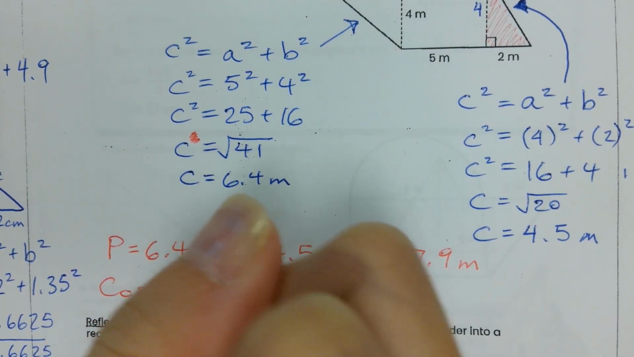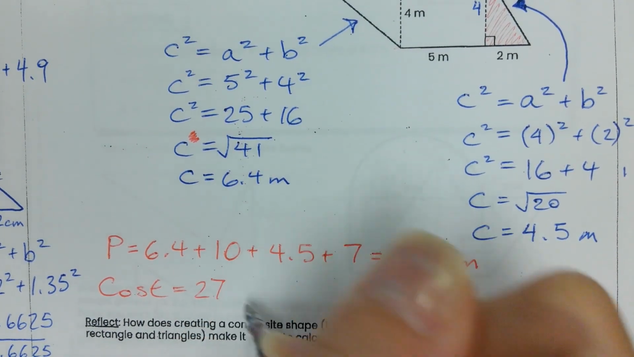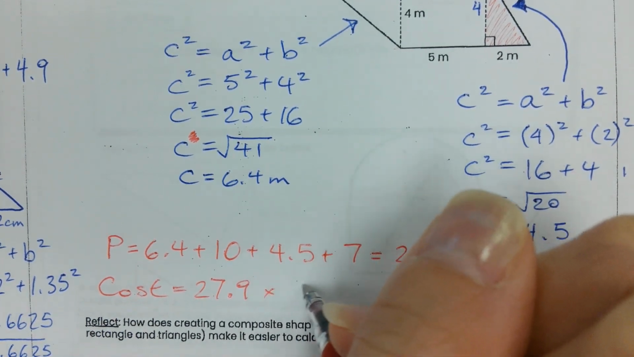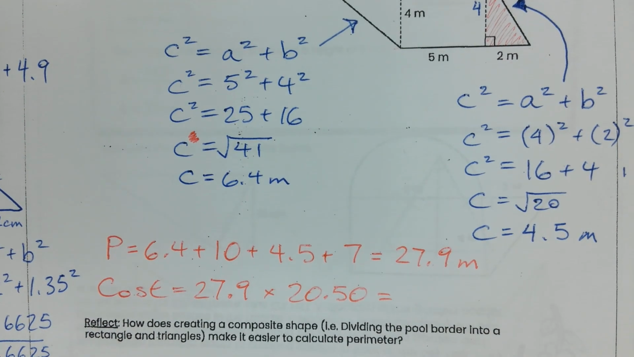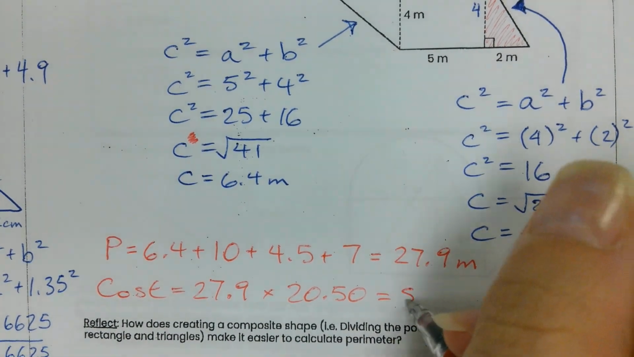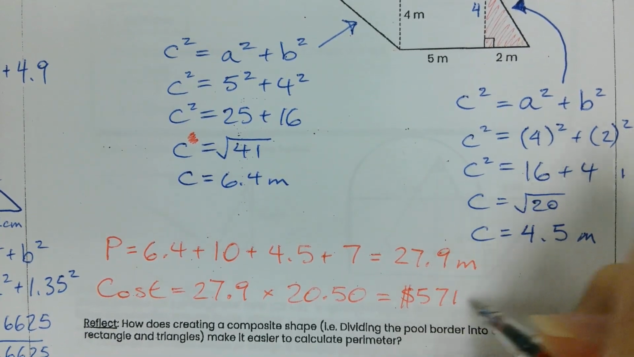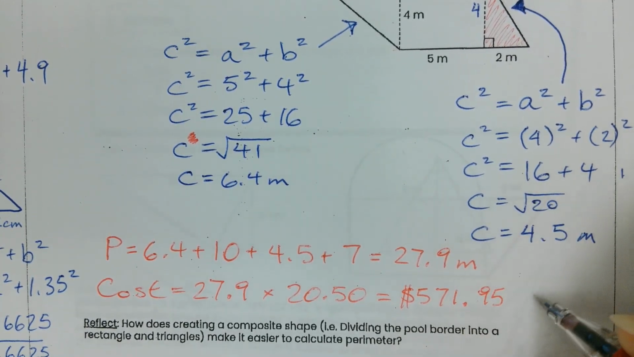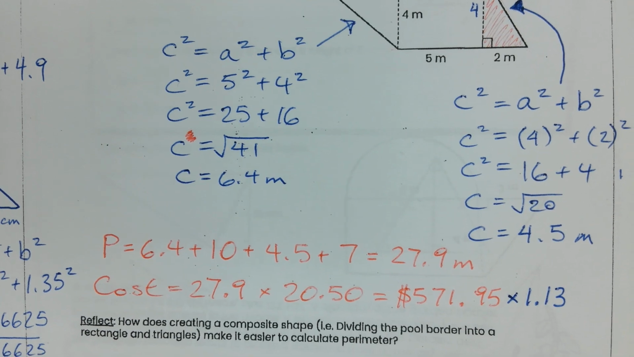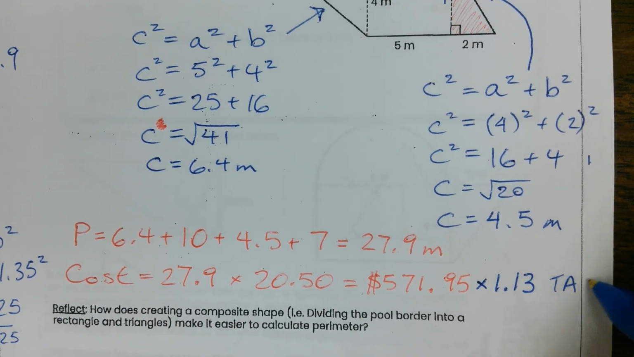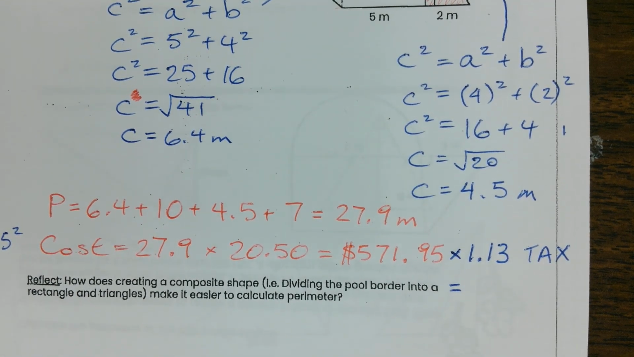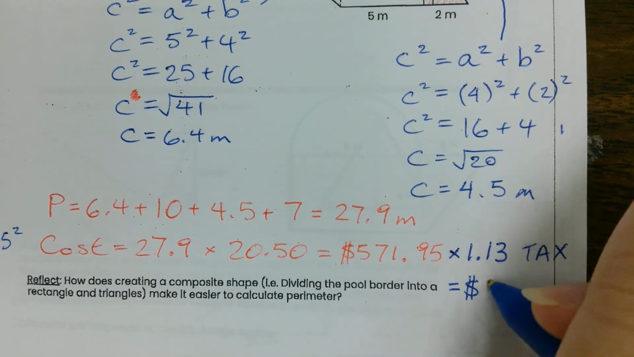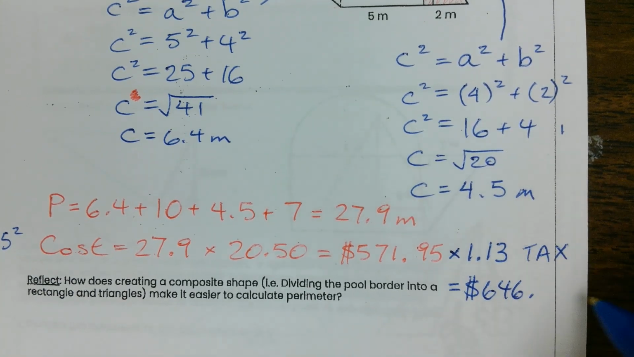So your cost would be 27.9 times $20.50 per meter, which gives you $557.95. But as Petro was saying, we can do the shortcut, times it by 1.13 for tax. So your grand total, yes, tax. I hate tax. Everybody hates tax. $646.30.